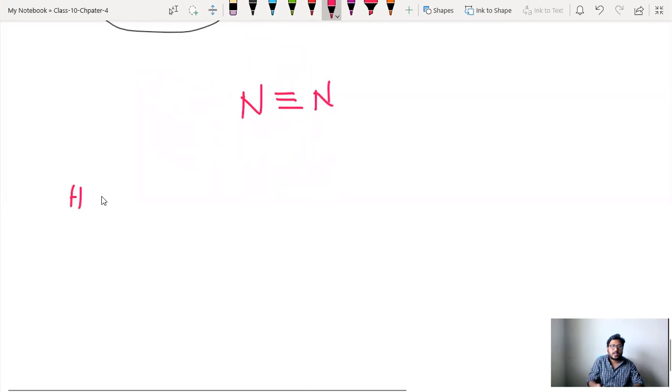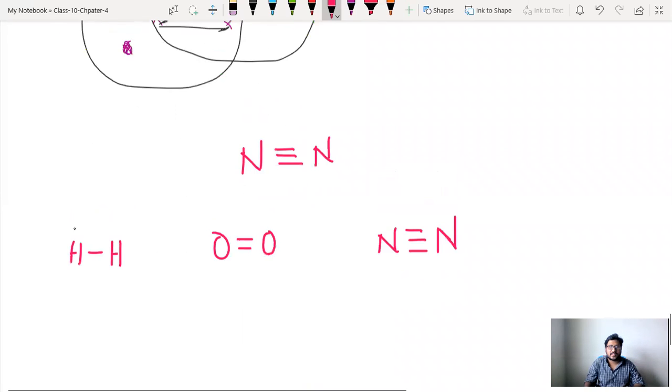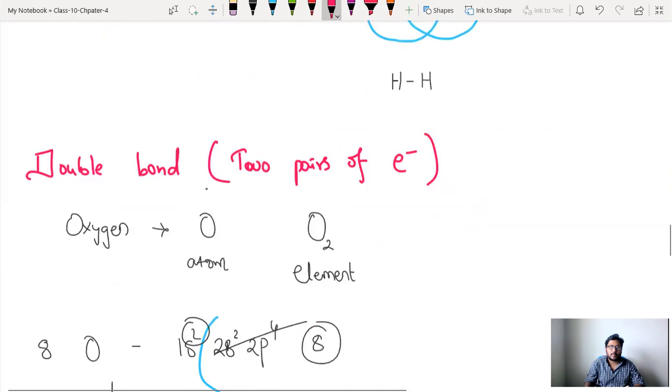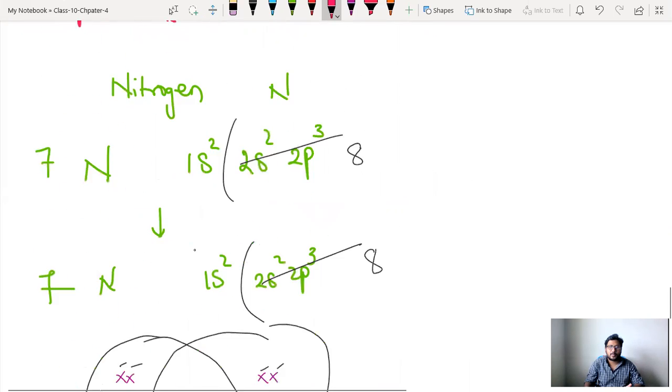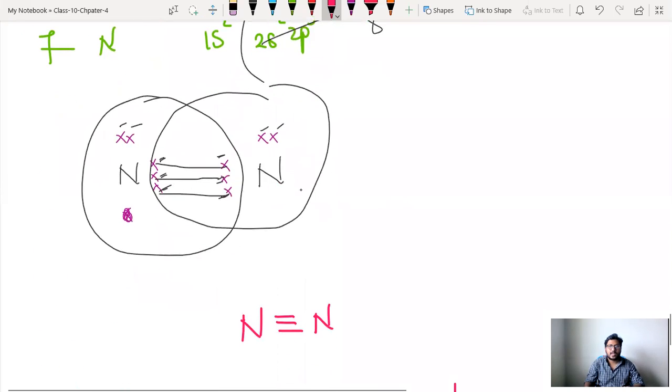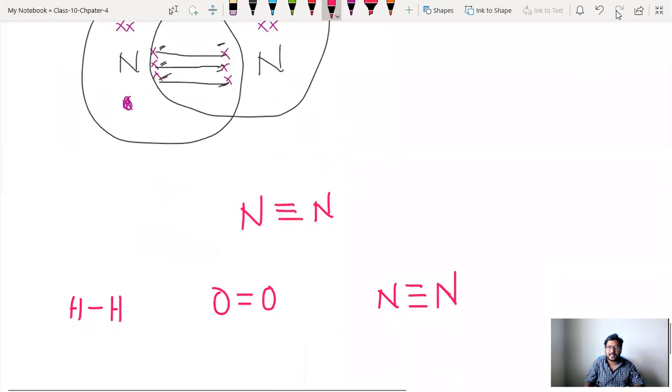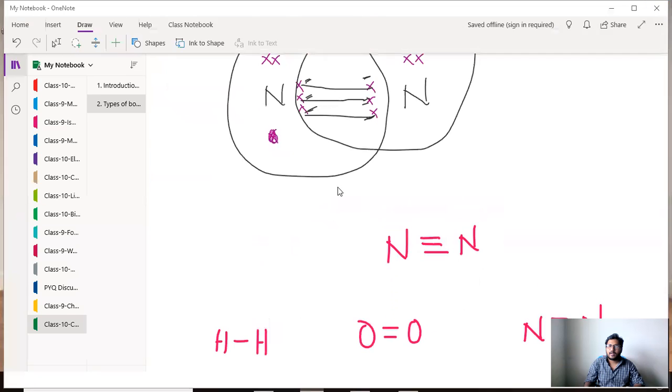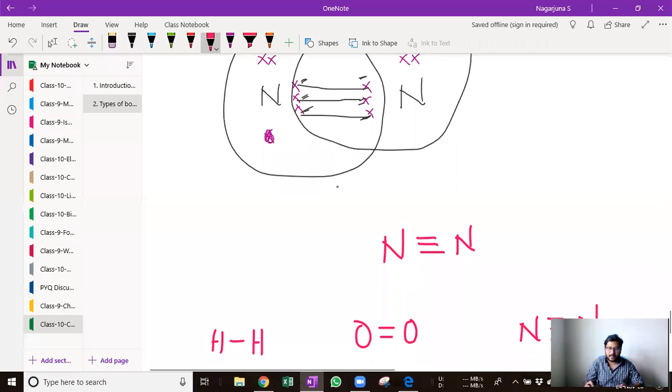So hydrogen, single bond; oxygen, double bond; nitrogen, triple bond. So single bond means 1 pair of electrons, double bond means 2 pairs of electrons, triple bond means 3 pairs of electrons. That's it. In our next lecture, we are going to discuss how carbon will combine with different atoms to become stable. Let us see all covalent bonds. We will see structures and different examples of covalent bonds.